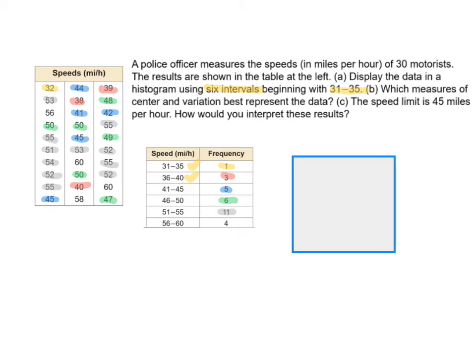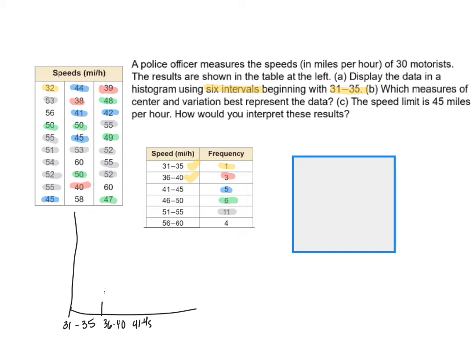Let's make it black so you guys can see it. Okay, so I'm making my chart. A histogram is when you have intervals. So my first interval is going to be 31 to 35. My second interval is from 36 to 40. So I'm just labeling my intervals.